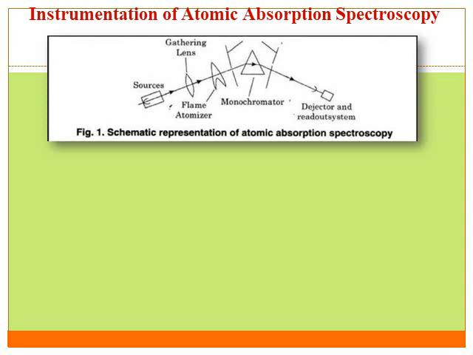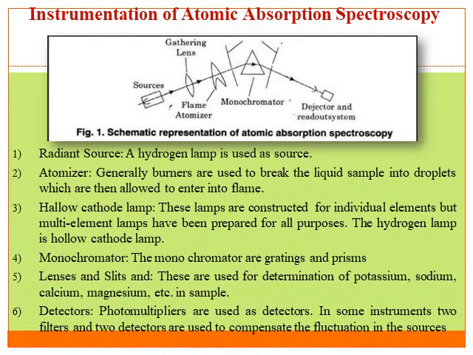Okay, so the monochromator will synchronize the absorbed radiation, and it will pass through the prism to converge this radiation into the detector, and the detector will detect the absorbed radiations by the non-excited metals. Now you can very clearly see the radiant source. A hydrogen lamp is usually used as a radiant source. An atomizer generally burns burners, which are used to break up the liquid, that is, converting vapors of liquid into a gaseous form.